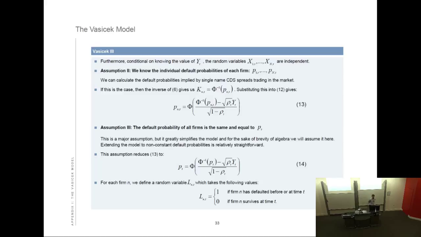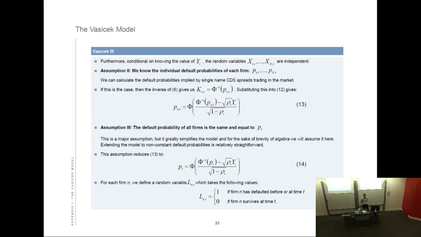So first, some simplifying assumptions, because otherwise the presentation gets too complicated. Let's assume all the individual default probabilities are the same and equal to something we call PT, the probability of defaulting after time t, just to make notation a bit cleaner. It's actually not necessarily required. You could do it in a general fashion. It just makes things a little messier.